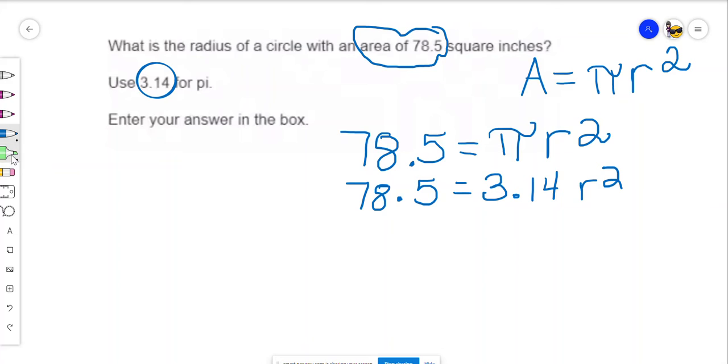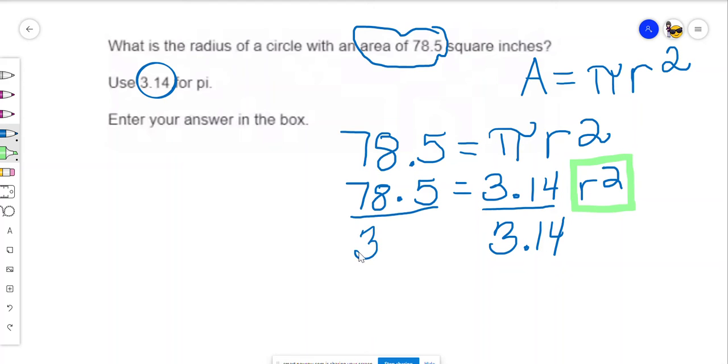Okay. So we know that we want to find out what the radius is. So let's get this 3.14 out of the way. Right now it's being multiplied, so the opposite, we're going to want to divide. And you're allowed to use a calculator, so that's handy. So at least we don't have to worry about the arithmetic.